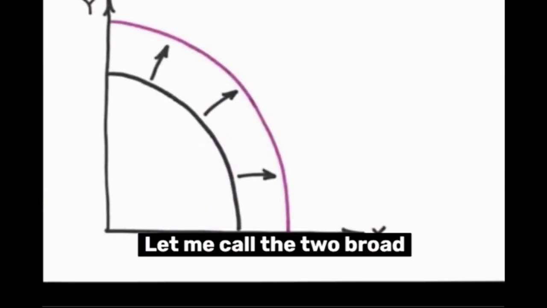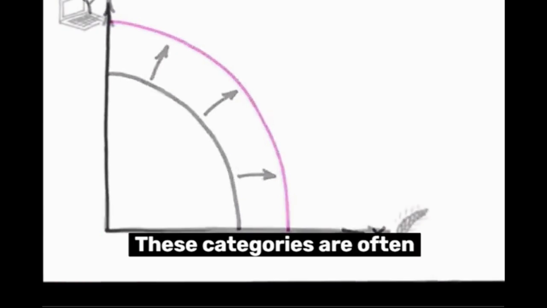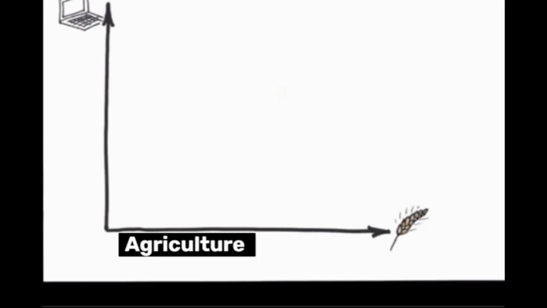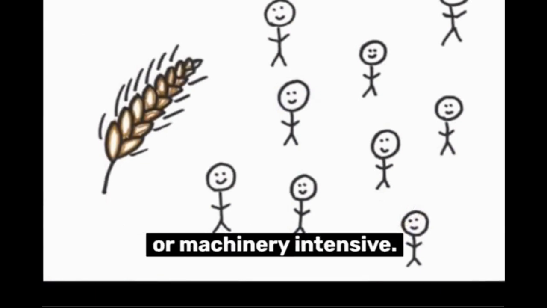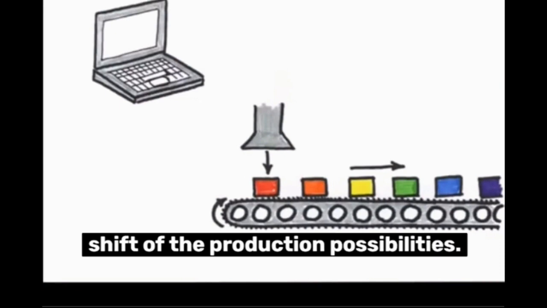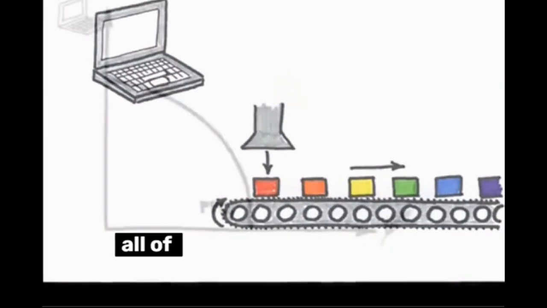Now, just to illustrate a side point, let me call the two broad categories of output agriculture, like wheat, and manufacturing, like computers. These categories are often used in production possibilities models because they use resources differently. Agriculture tends to be more labor intensive, whereas manufacturing tends to be more capital or machinery intensive. Why does this matter? Well, I just wanted to point out that underlying resources changes won't necessarily result in a nice, even, parallel shift of the production possibilities. Consider this.